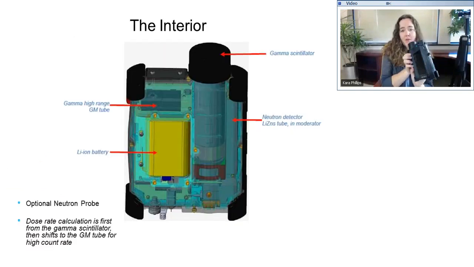Looking inside the device, the gamma detector is located right in this top region here. It's covered in a rubber or silicon boot for some increased ruggedness. The options that happen to include a neutron detector will have a lithium zinc sulfide tube and a moderator along the right-hand side here. And then it also has a GM tube integrated inside, so when it's measuring dose rate at a higher range, it'll actually switch over and use that GM tube.